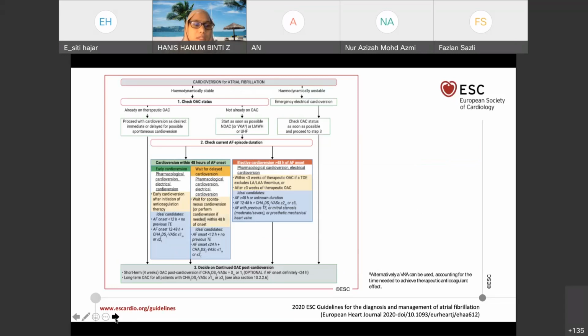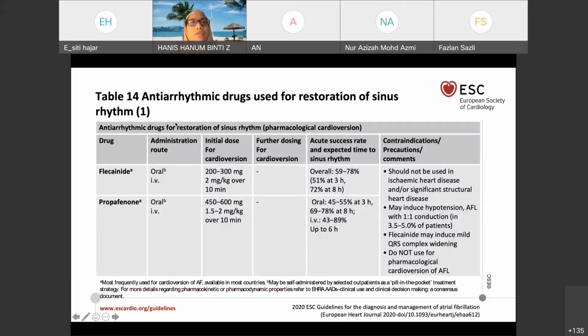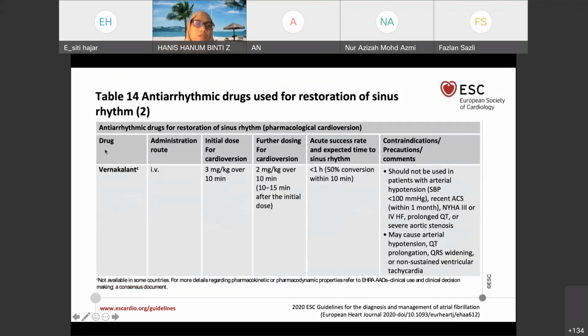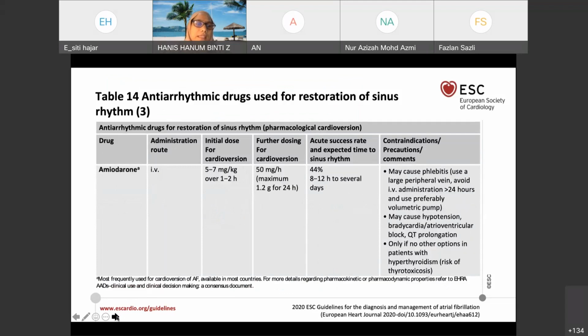Ini cardioversion, tak apa, you boleh tengok. Okay, so what are the drugs that we can use to restore sinus rhythm? Okay, these are the drugs. You can use your flecainide, propafenone, okay. You can use vernakalant. Ini tak ada kat Malaysia.